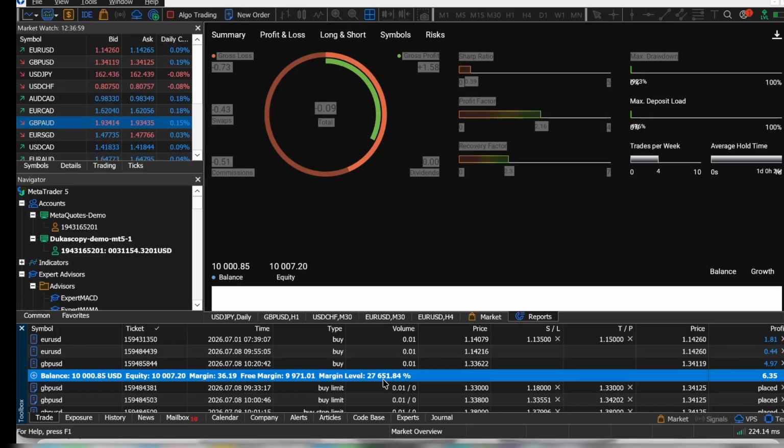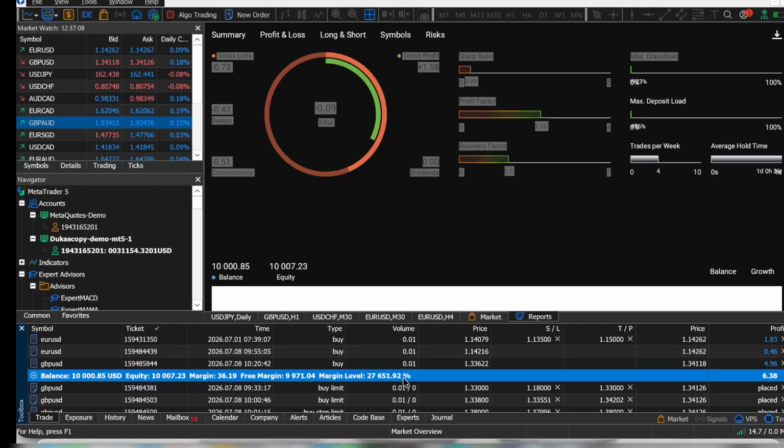Then comes the margin. This figure indicates the funds currently tied up in open positions. Think of it as a reserve or collateral set aside by the broker to keep your current trades active. Understanding how much of your fund is used for the margin is crucial for managing risk.